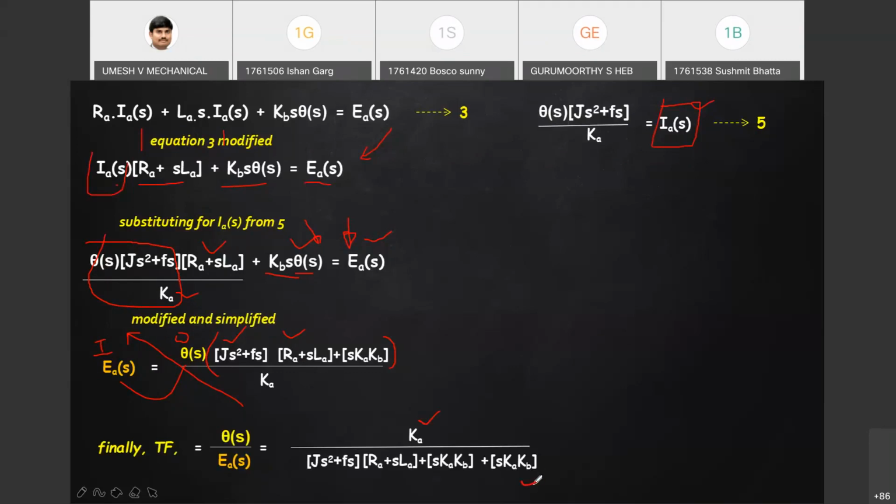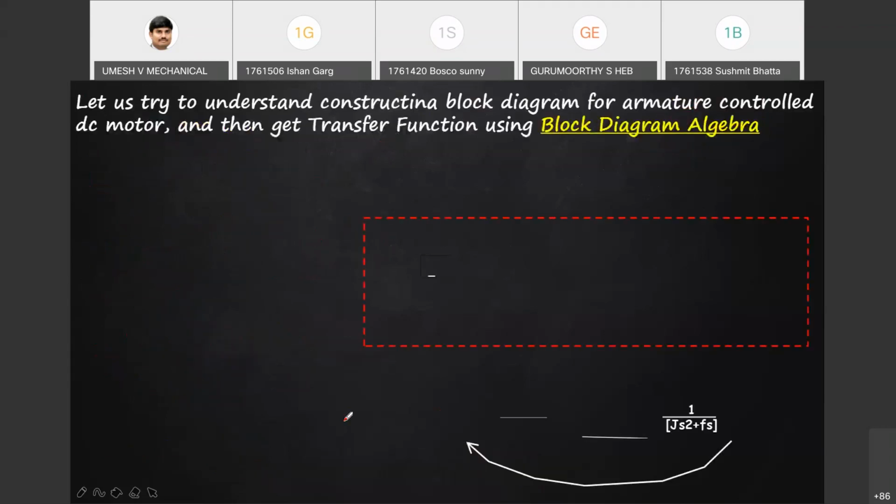This is how we generally solve it using differential equations and the substitution method, not Cramer's. You can also solve it by Cramer's rule. So now this is what you get, the transfer function. Now I want to show you how a block diagram can be framed for this particular system and how we can obtain the transfer function.